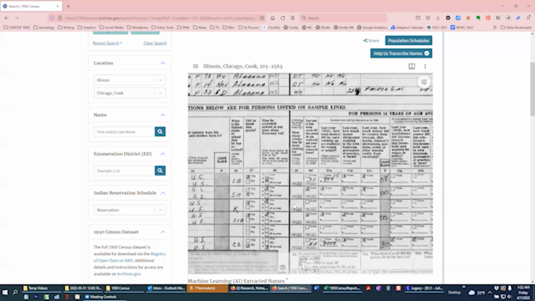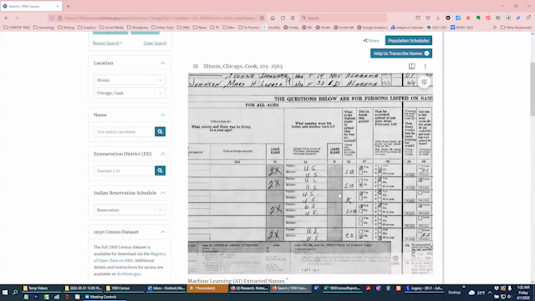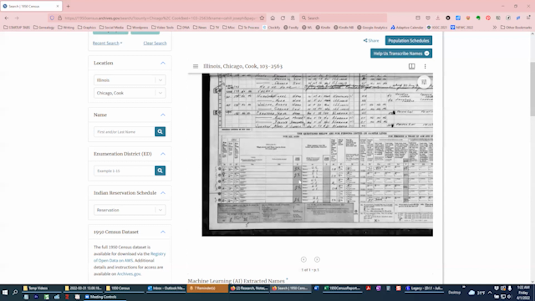And then the rest of these questions, unfortunately, were for people who are 14 years of age or over. So his are all, of course, blank. So kind of wasted on that. But I did learn that he was in kindergarten. So that's a data point that I can certainly add for him. So that's kind of cool.